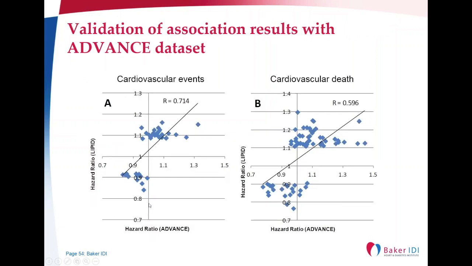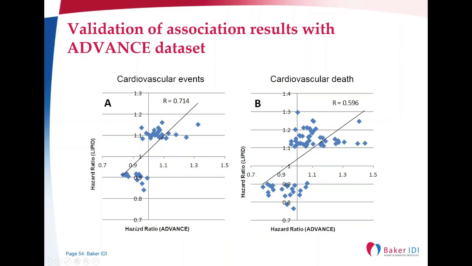So we did all of the same analyses that I described for the LIPID trial. What I'm showing here is all of the lipids that were significantly associated with cardiovascular events or cardiovascular death in the LIPID trial, shown on the x-axis, and we plotted the hazard ratios in the LIPID trial against the hazard ratios that we see in the ADVANCE trial. There's a group of lipids that are positive in both the LIPID and the ADVANCE trial, and similarly a group of lipids that are negative in both. Of course, you can see some that are either positive or negative in the LIPID trial but are not significantly associated in the ADVANCE trial.